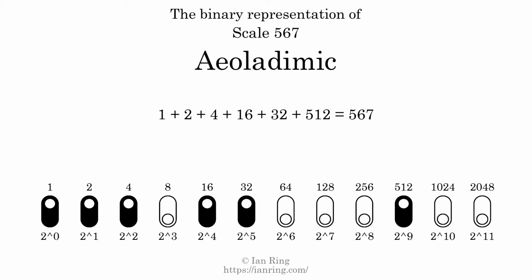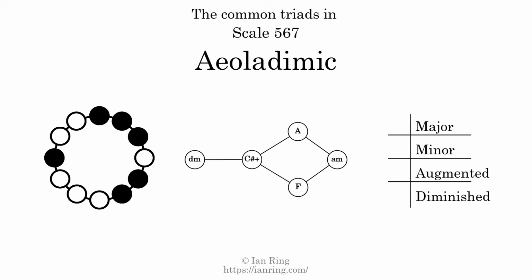The scale number not only enumerates the scale with a unique index, but it also literally describes the tonal content of the scale. Represented as a binary number in base 2, the scale number is 001000110111. Here are the common triads present in this scale.